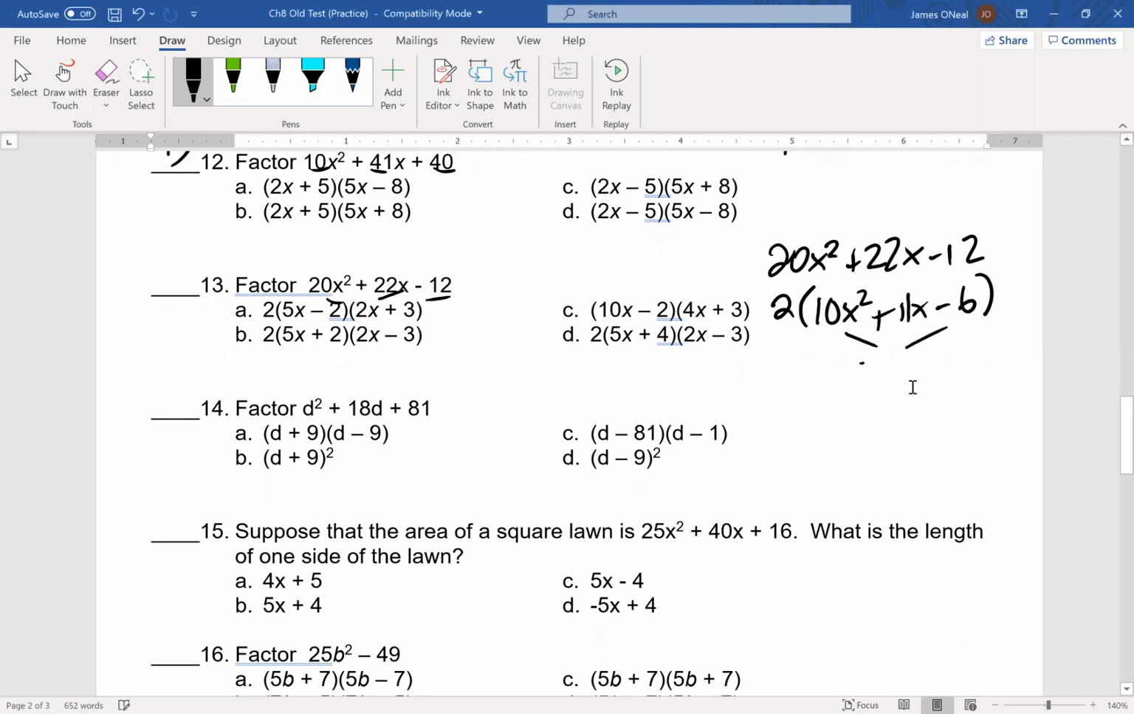So we get a negative 60x squared. So I got my x. I'll put my x down here. Negative 60x squared. And then we have 11x. What are my two terms?